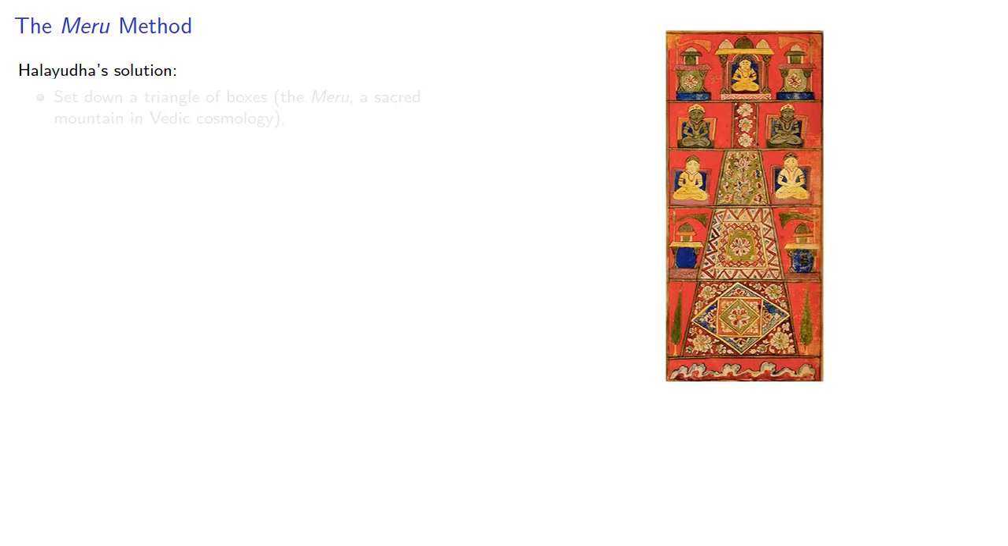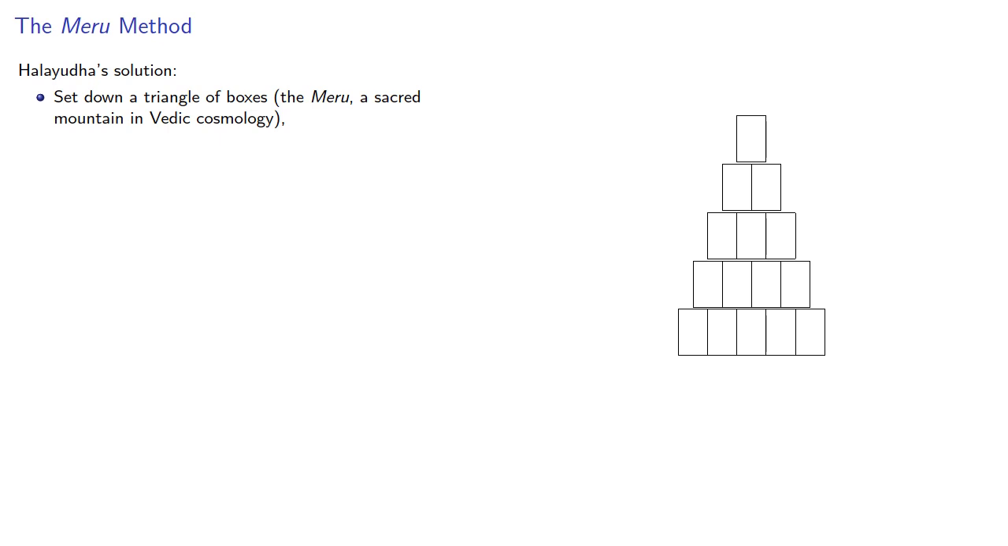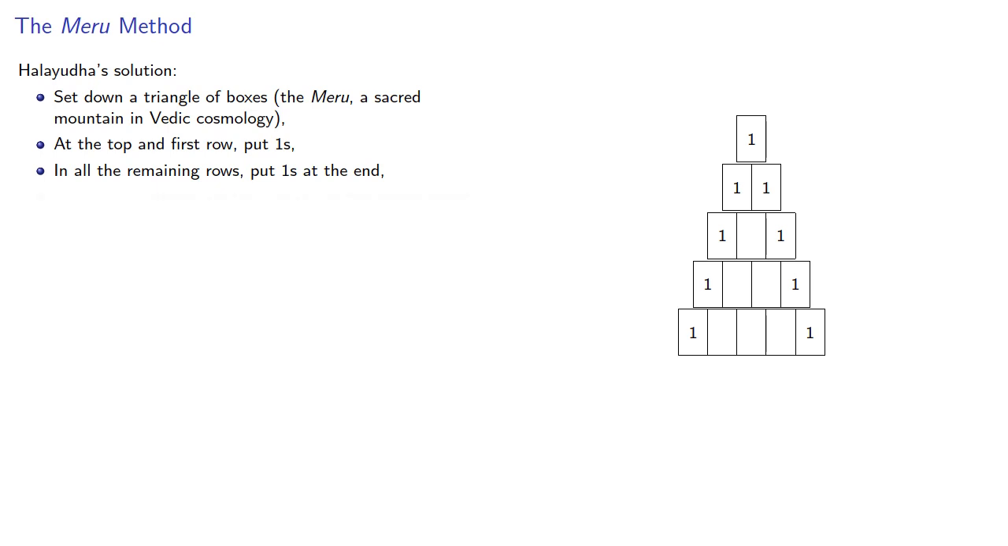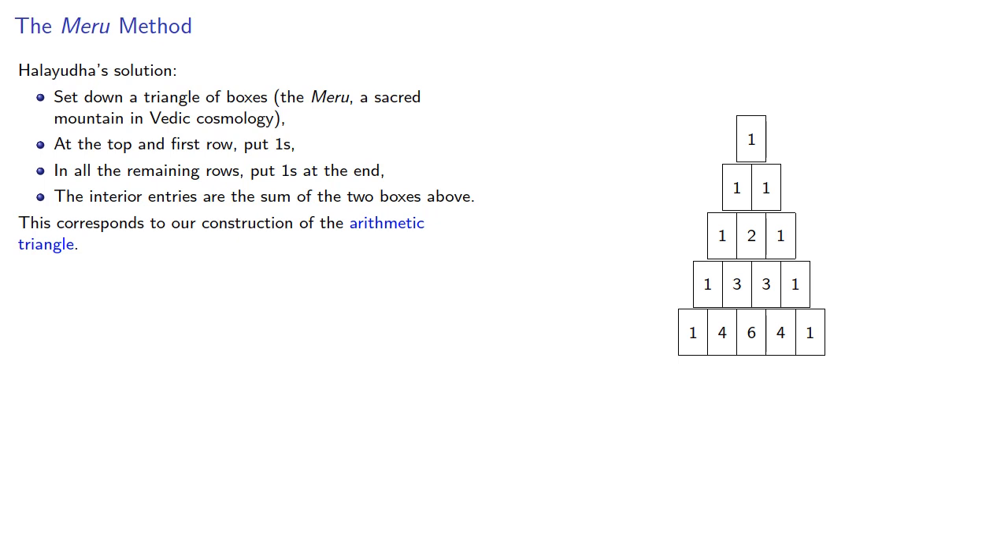Set down a triangle of boxes, the Meru, a sacred mountain in Vedic cosmology. At the top and first row, put ones. In all the remaining rows, put ones at the end. The interior entries are the sum of the two boxes above. This corresponds to our construction of the arithmetic triangle.